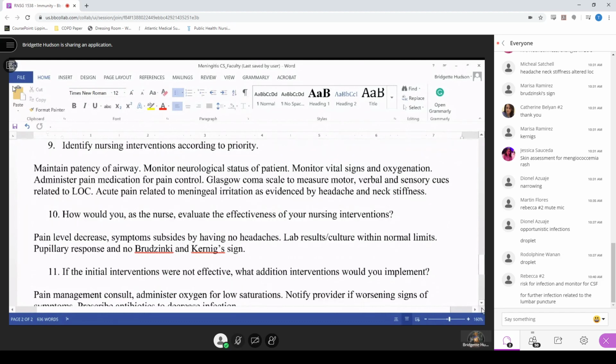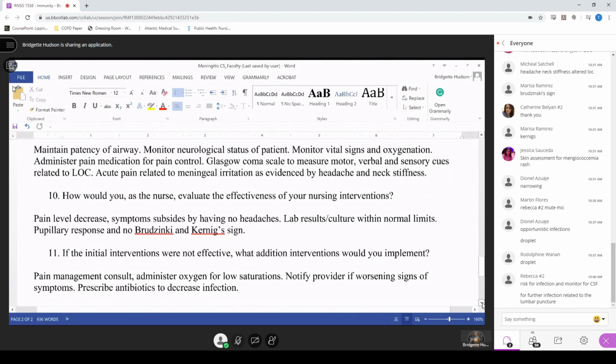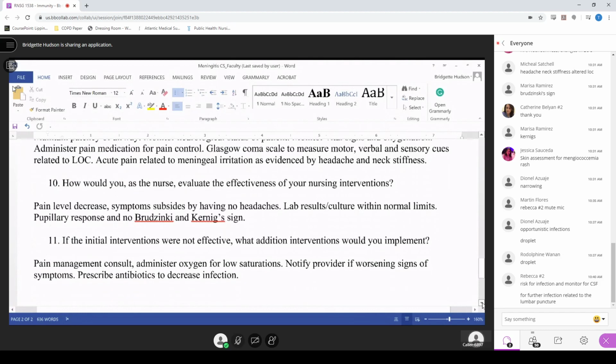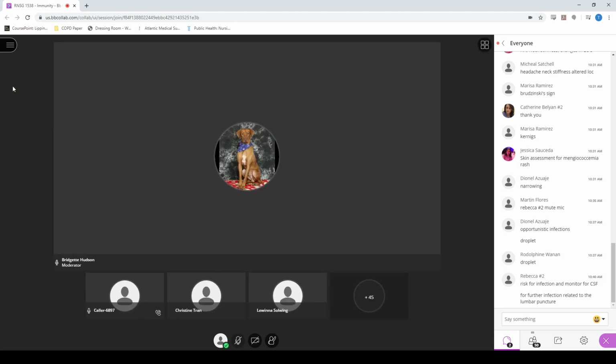If you initiate interventions that were not effective, what additional interventions would you implement? Then administer low-flow oxygen, call your PCP if symptoms worsen for updated orders, and then give antibiotics to decrease the infection if what's currently being given isn't working. So that's what you would do for that. All right, so let's look at, did we miss anything on education-wise?